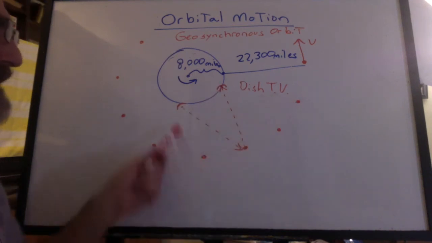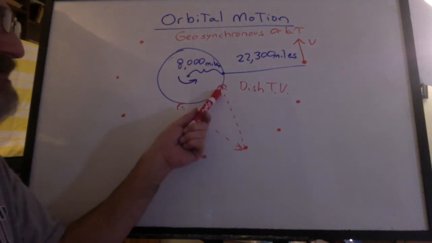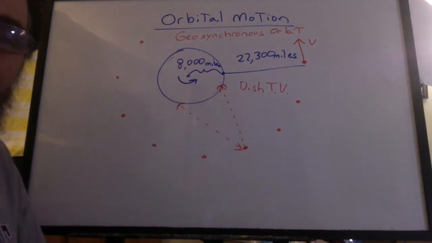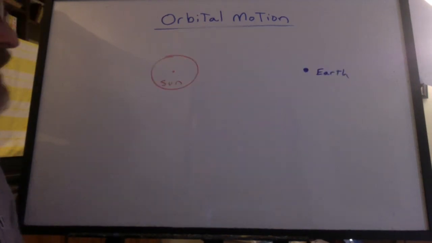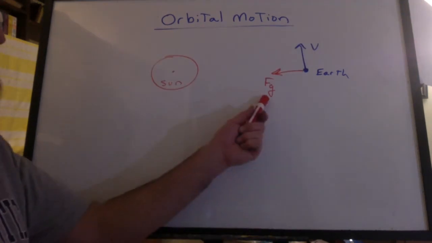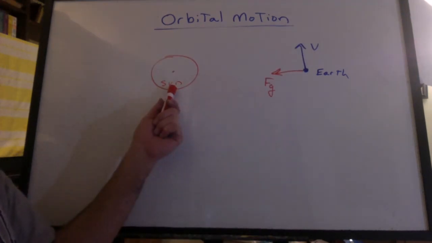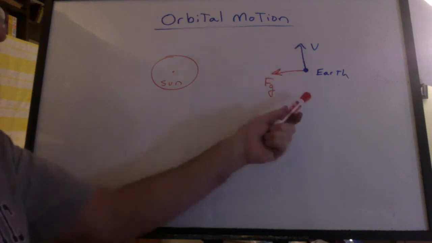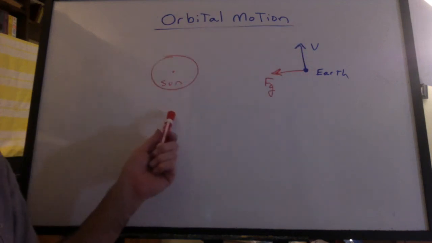If these satellites were in low Earth orbit, your dish TV would have to keep tracking them. It would be much more difficult to do that. Well, here's another problem. Here's the sun, here's the Earth. The Earth has a force due to gravity pulling it from the sun. There's an orbital velocity, so it doesn't fall into the sun.